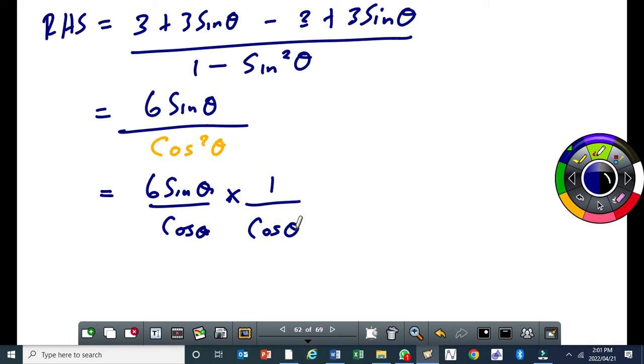You have to know your algebra. Not only just on the surface, deep. Okay? Then this becomes 6 tan theta over cosine of theta. And this is the what? This will be the left-hand side. Okay.